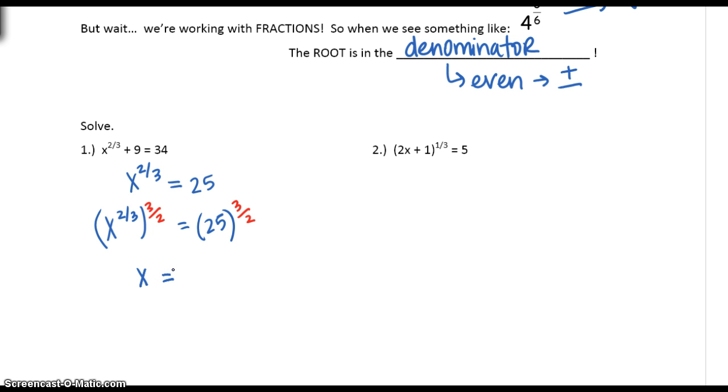Now pause here for a moment. Did you take an even or an odd root? Look at the denominator. Right there, right? This is an even root. This is an even root. So when you did this, you need your plus or minus.